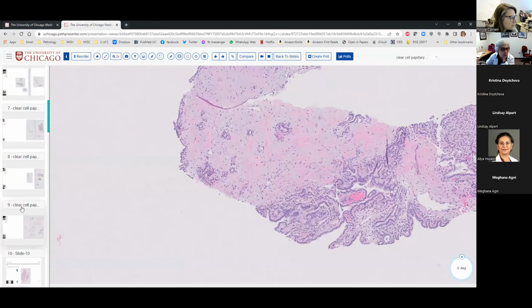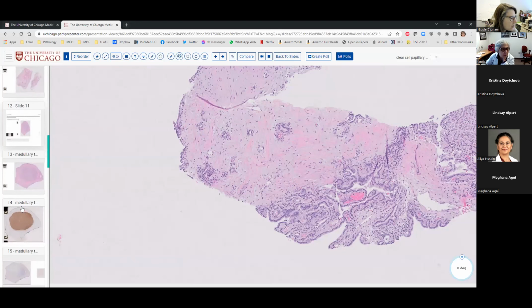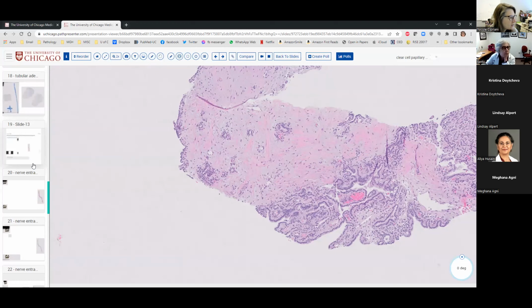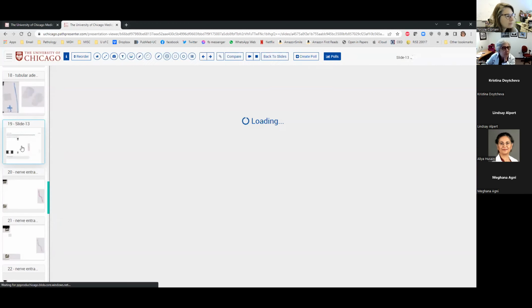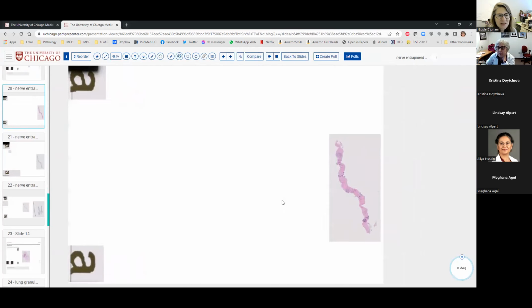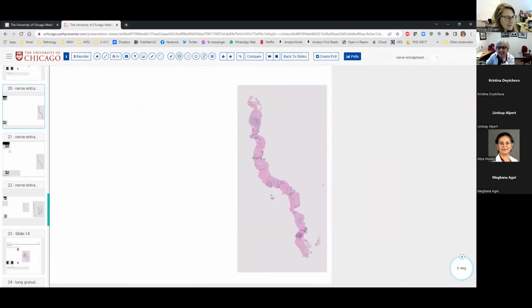Keep scrolling. It should be the prostate. There it is. This is a guy with a prostate biopsy. And then the next slide is the full slide with your stains.